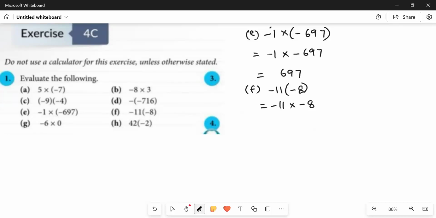Okay, so we have to multiply 11 by 8. The answer would be 88, minus minus plus. So the answer would be positive 88.